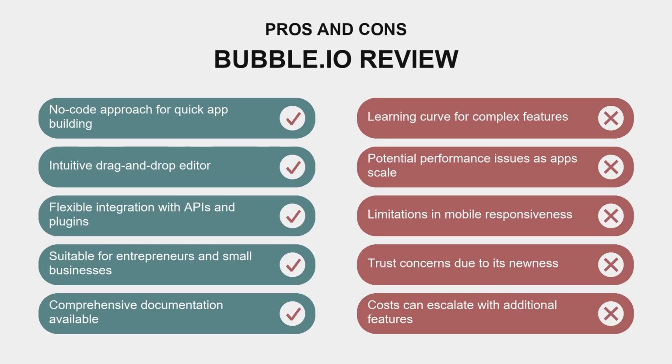So, what are the pros and cons of Bubble.io? On the positive side, its no-code approach is a huge advantage for non-technical users, allowing for rapid prototyping. The ability to integrate with various APIs and plugins is another strong point, giving users flexibility in functionality.